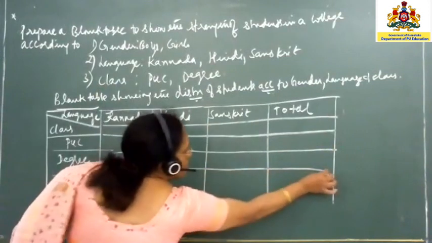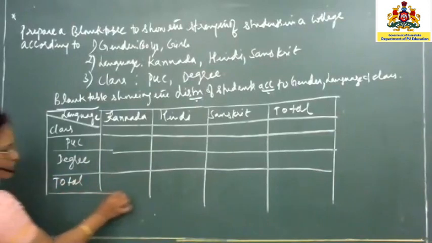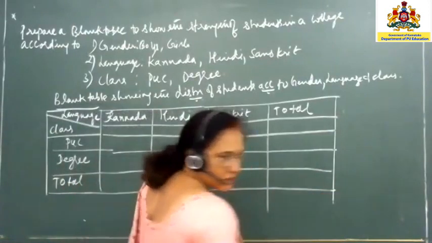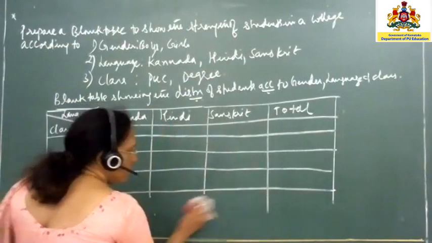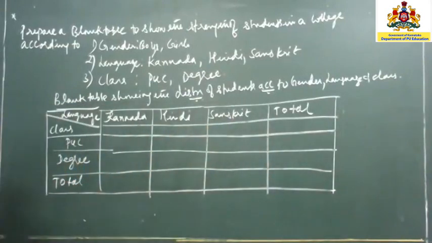So as I told you, you have one more total, a column total, and you must be having one more row total. So if the numbers are available both row wise and column wise, the total should coincide. Okay. Now you see here, class.